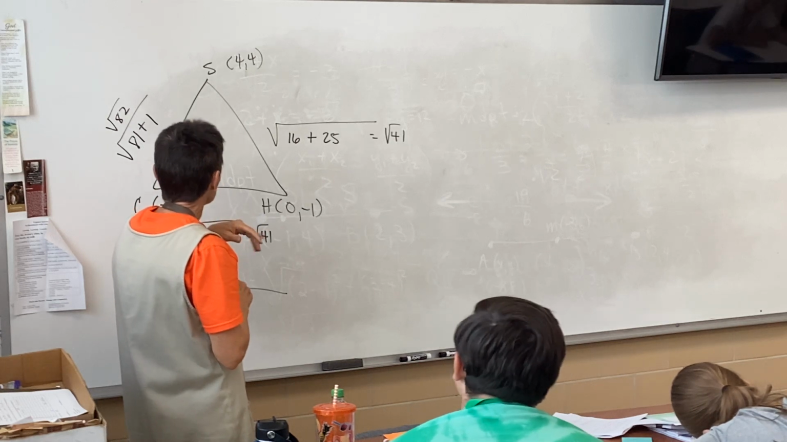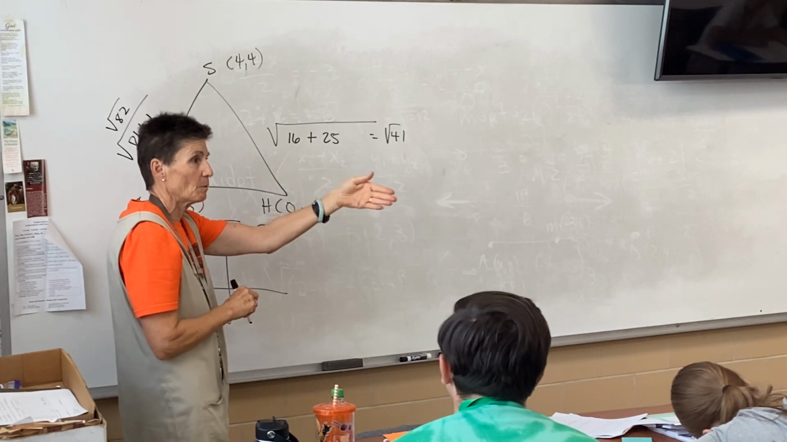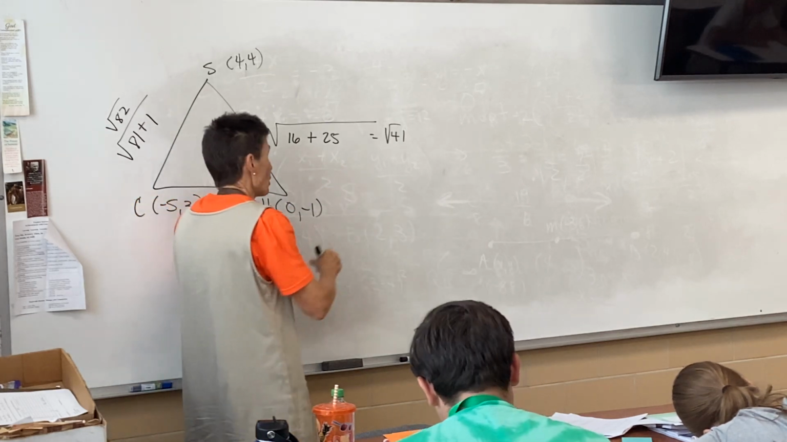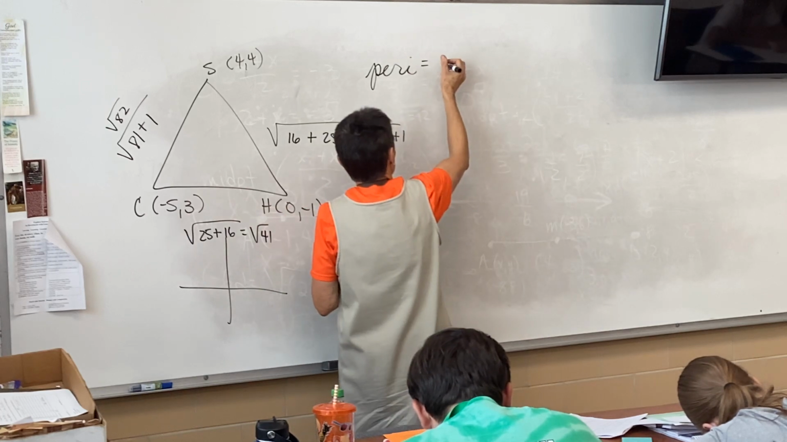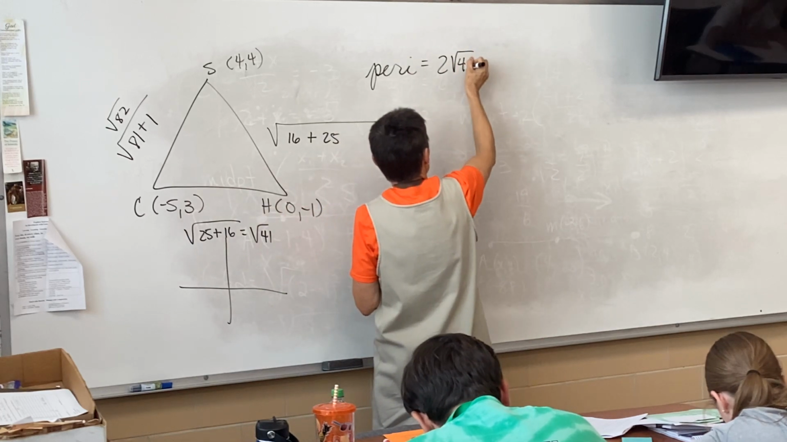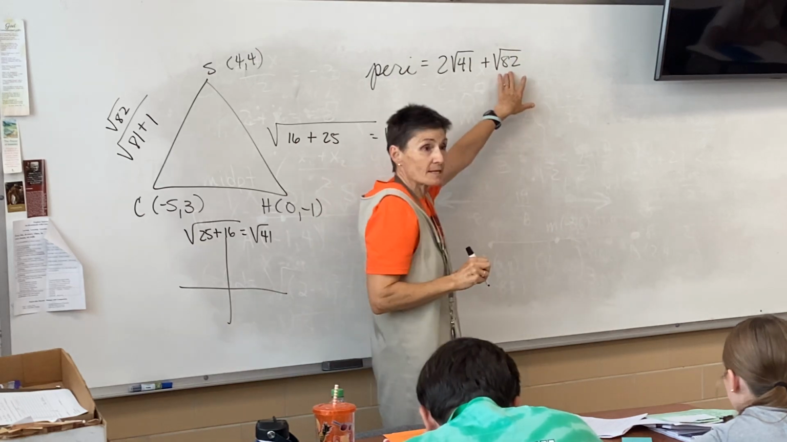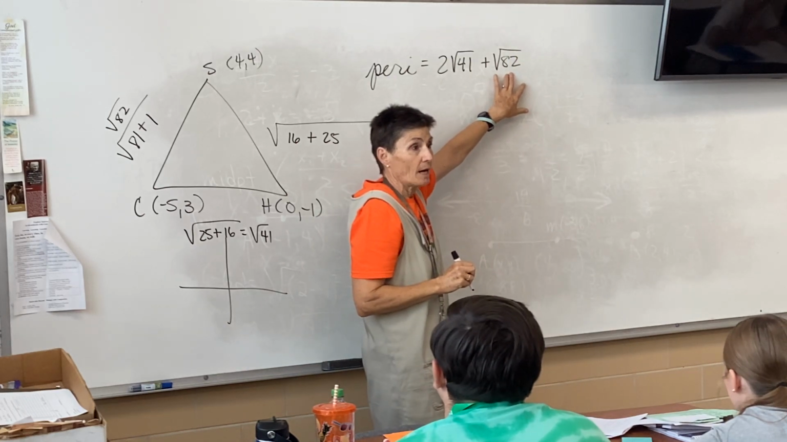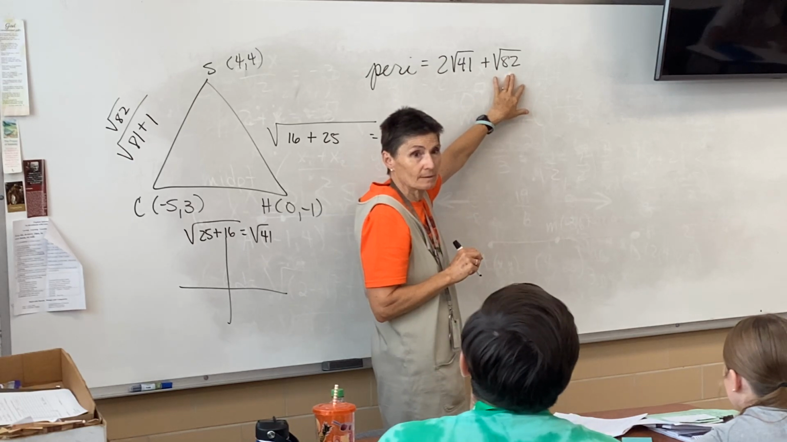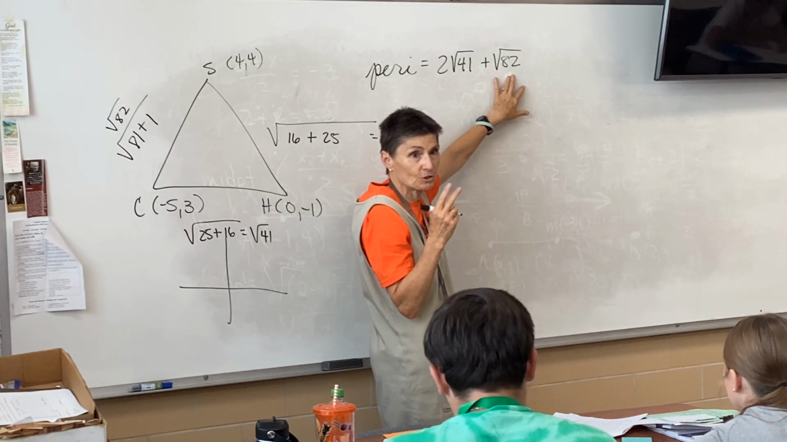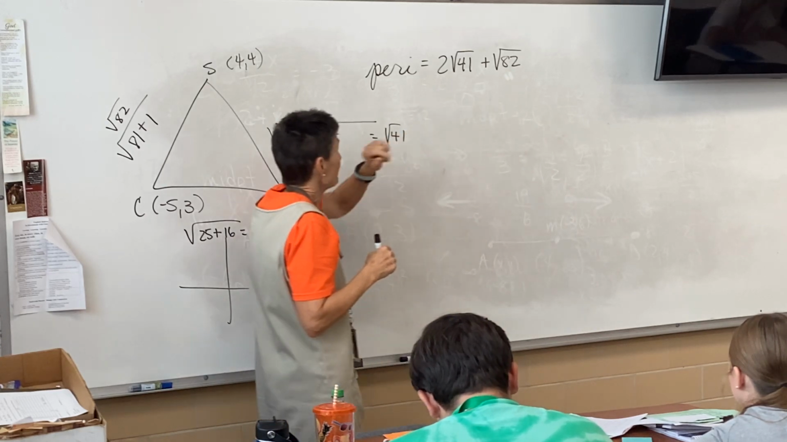I got root 41, root 41, and root 82. Anybody else get those? Is that what we got? Okay, so what's our perimeter? Our perimeter would be 2 root 41s plus root 82. Now, that doesn't reduce. I know it happens to be 2 times 41, but if you're going to reduce it, you need to have 2 factors of 2. So that would be my perimeter.